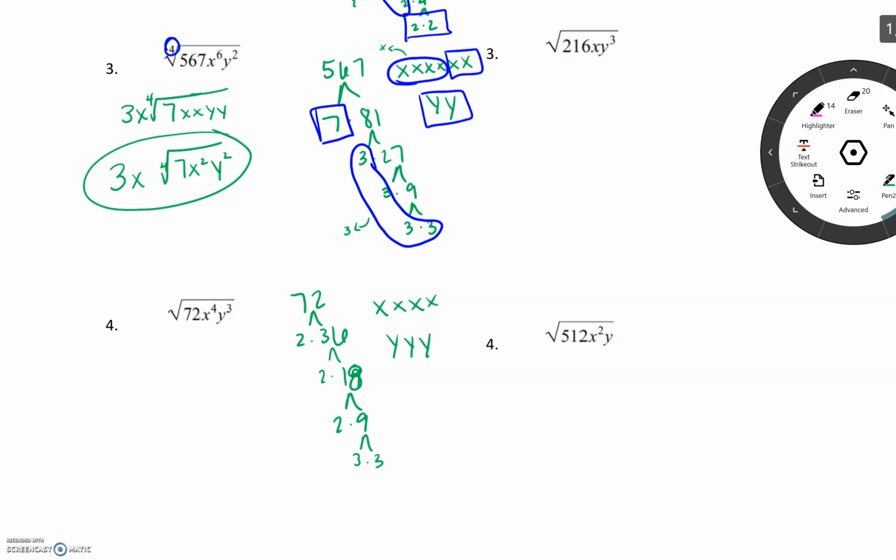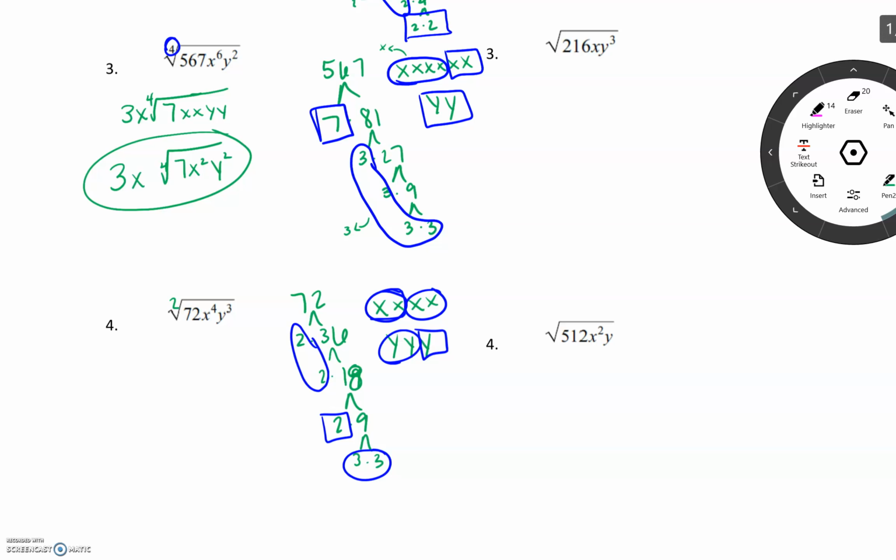We are underneath a square root. Again, remember, it's an index of 2 if it's not written. So we're looking for pairs or 2 of a kind. I have a pair of 2's, a pair of 3's, and one poor 2 that has nobody. I have a pair of x's, a second pair of x's, and I have one pair of y's, and that poor y has to stay home because he doesn't have a buddy.